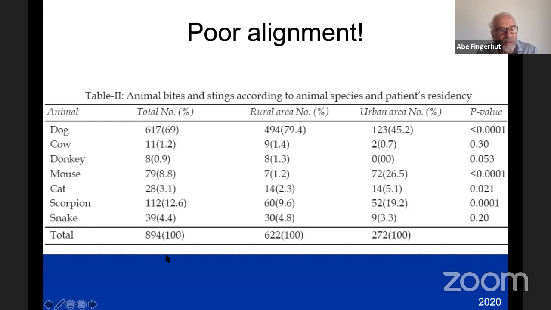If I go to the first column, 617, 11 should be under the 17. 8 should be under the 1 of 11. 79, the same as 11. 28, same as 79. 112, the same as 617. 39, the same as 79 or 28 or 11. Okay? The units have to be aligned.